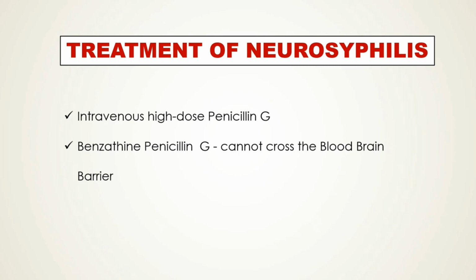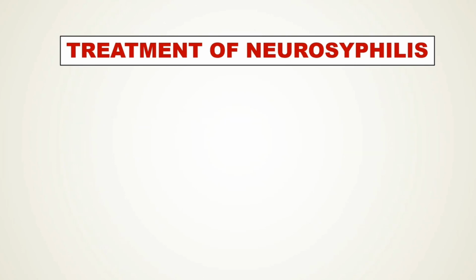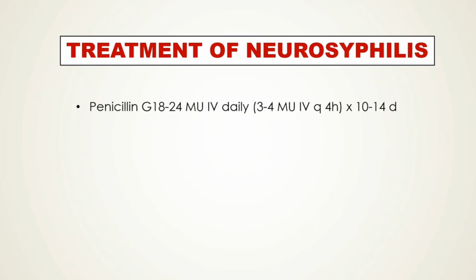Apart from all these different stages of syphilis, there is a special type of tertiary syphilis called neurosyphilis. So how do you treat this neurosyphilis? For neurosyphilis, we use intravenous high dose penicillin G rather than regular doses of benzathine penicillin G. That's because benzathine penicillin G cannot cross the blood brain barrier, so we cannot give this drug for this type of syphilis. Now we remove the benzathine group and we give a high dose of IV penicillin.